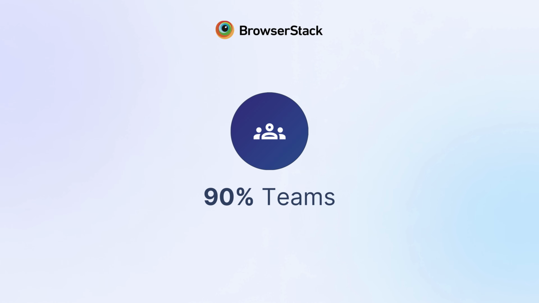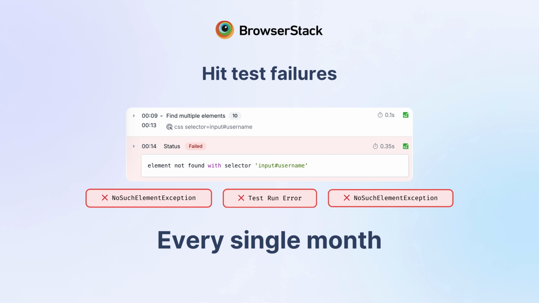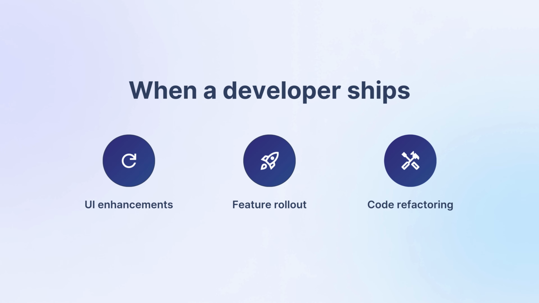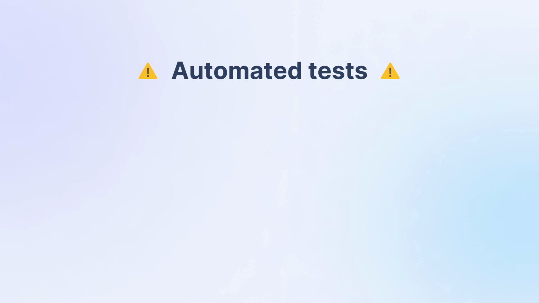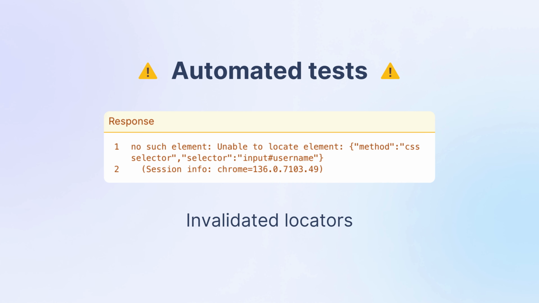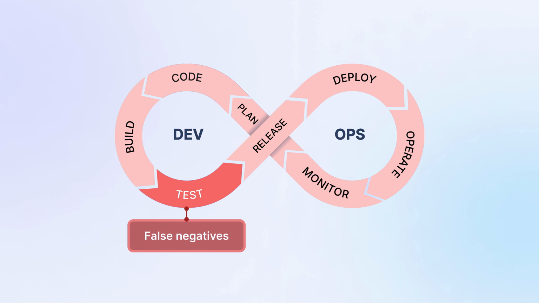Over 90% of teams hit test failures from broken locators every single month. Here's what's happening. When a developer ships UI updates, whether it's UI enhancements, a new feature rollout, or code refactoring, your automated tests start breaking due to invalidated locators, even when the actual functionality works perfectly. The result? A flood of false negatives, turning your CI/CD pipeline red.